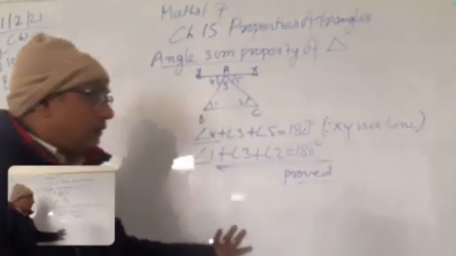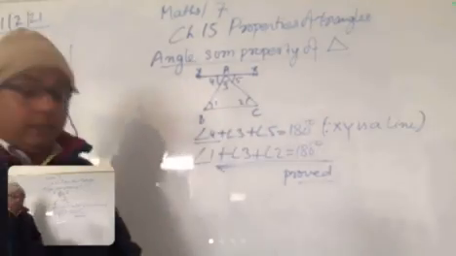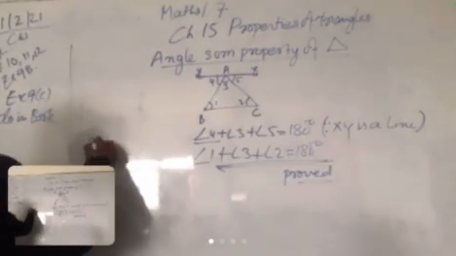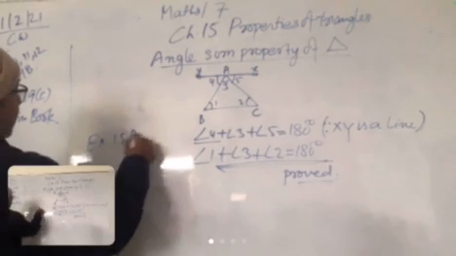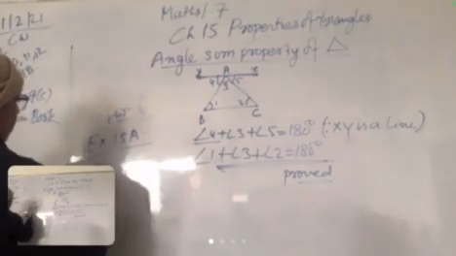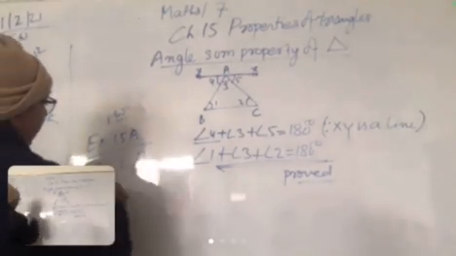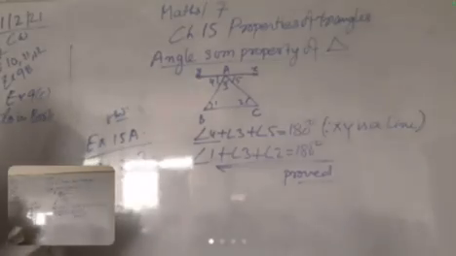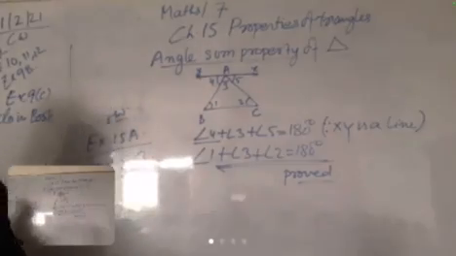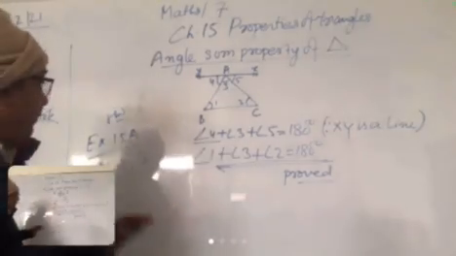Now copied? Yes, sir. Okay. In exercise 15A, this is basically the homework, not just try. You can do questions number 1, 2 and 3 by using this property, the angle sum property. Questions number 1, 2, 3 are your homework in exercise 2A.